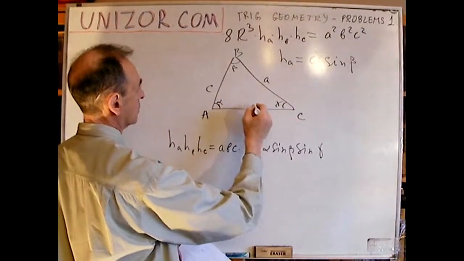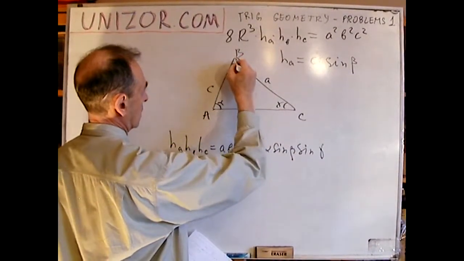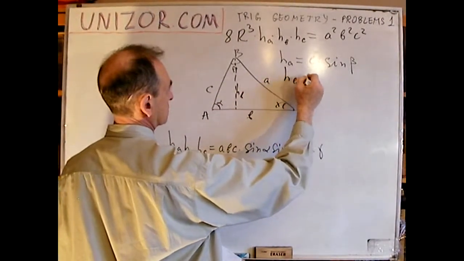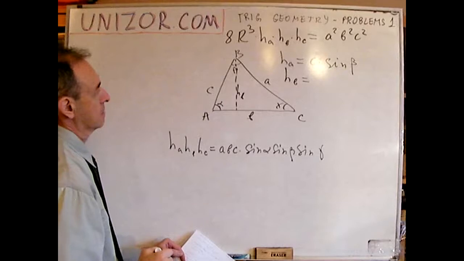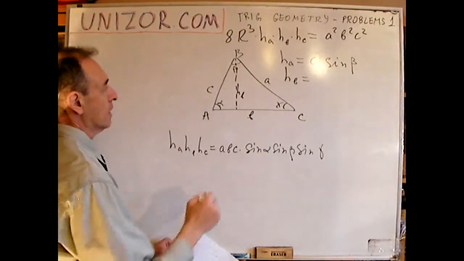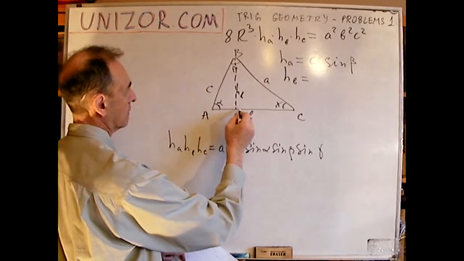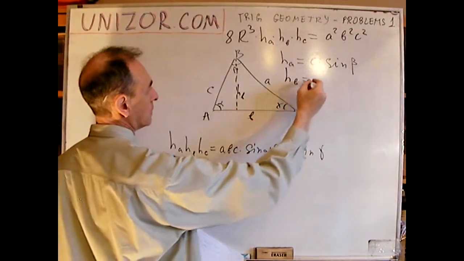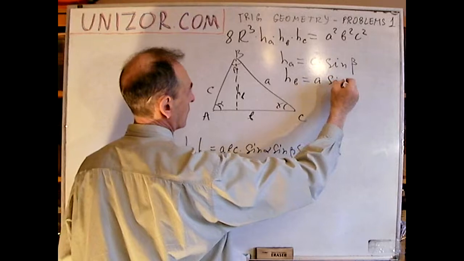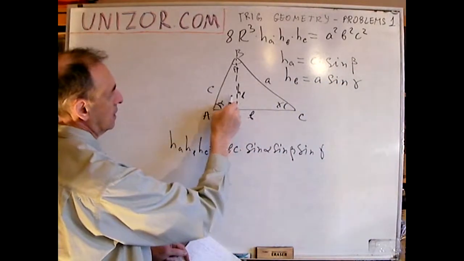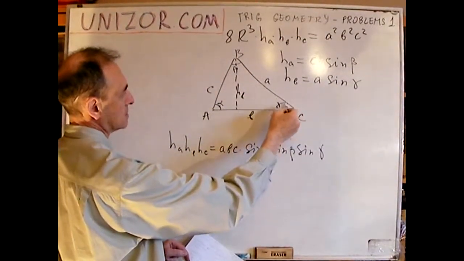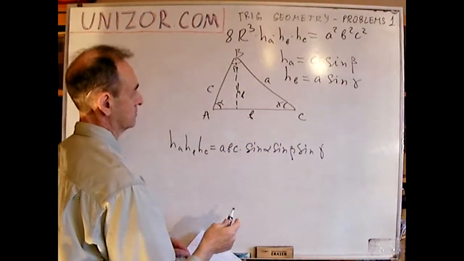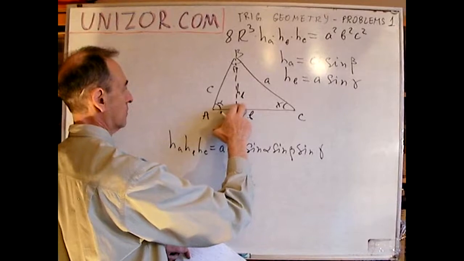How about HB? Okay. HB is A times sine gamma. Right? HB divided by A is the sine of gamma. So HB is equal to A times sine of gamma. Great.